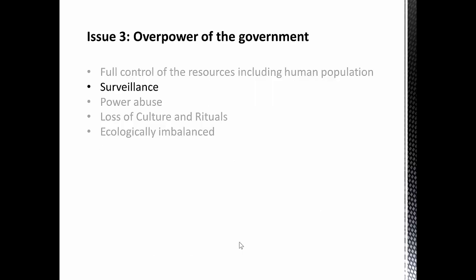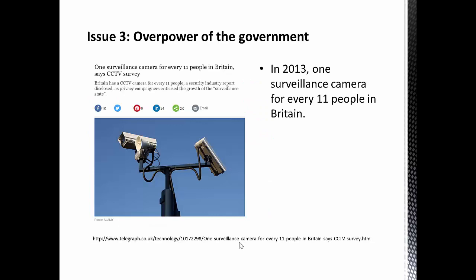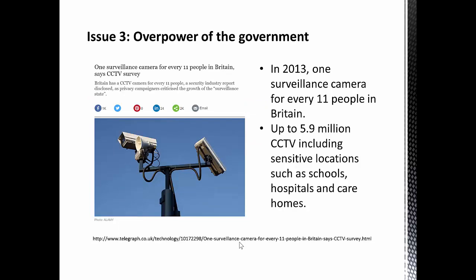Now we will move to the second point, surveillance. According to the newspaper, in 2014, 50,000 CCTV in Hong Kong skies were causing intrusion into private lives. In 2013, one surveillance camera for every 11 people in Britain was found. Up to 5.9 million CCTV, including sensitive locations such as schools, hospitals, and care homes, were found. Not to mention, nowadays we all have a smartphone telling everybody our lives and whereabouts.